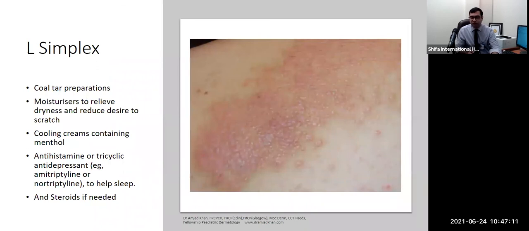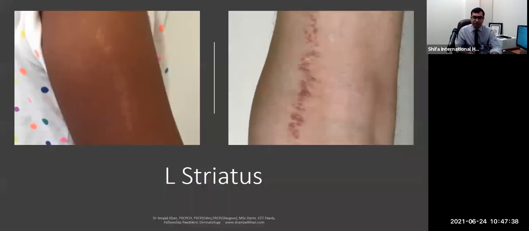Treatment, you can use coal tar preparations, moisturizers, cooling creams, so menthol products. So we have menthol based moisturizers in Pakistan. You can use those as well, or you can compound them yourselves. Or antihistamine, sometimes for extreme itching, tricyclic antidepressants. But some of us might not have experience in those. So please, if you're out of your depth, refer to the appropriate physician, and steroids if needed.